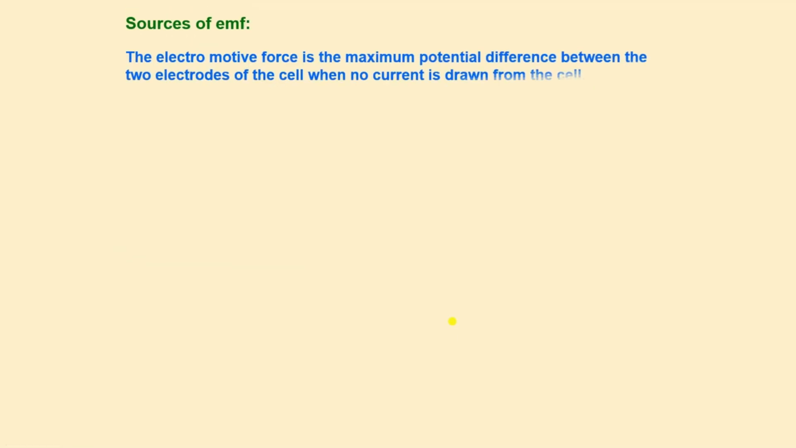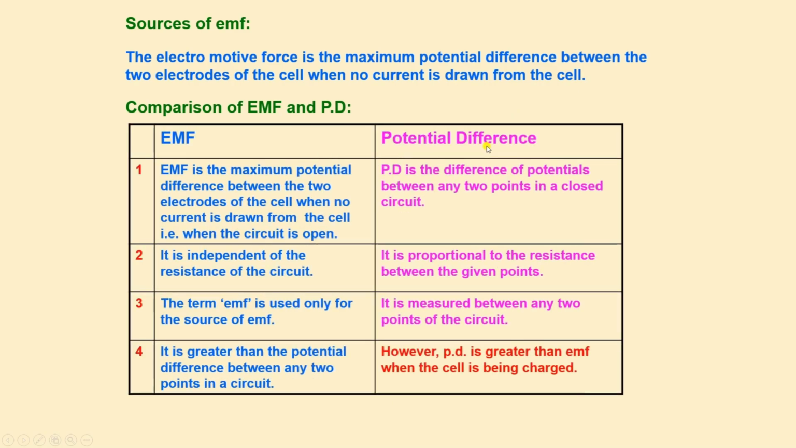So the source of EMF is a battery. The electromotive force is the maximum potential difference between the two electrodes of the cell when no current is drawn from the cell. Then we come to the comparison of EMF and potential difference.